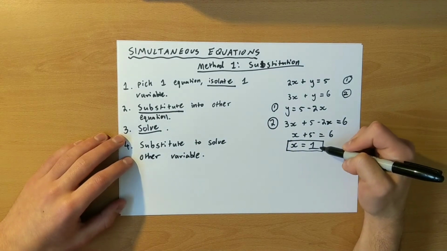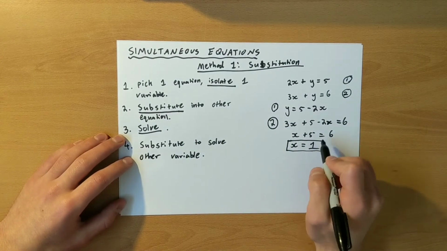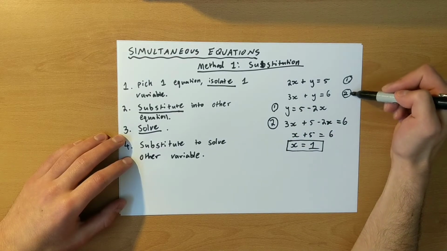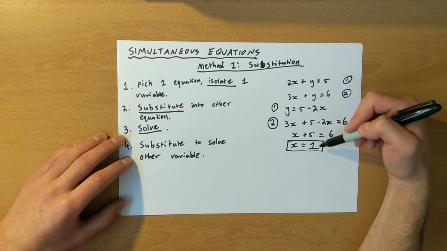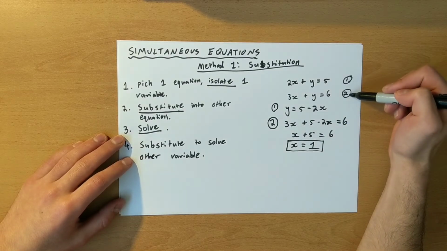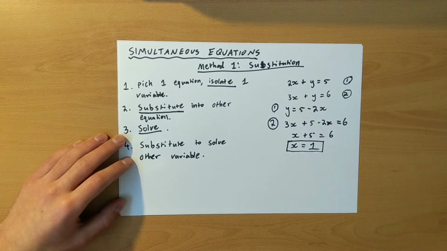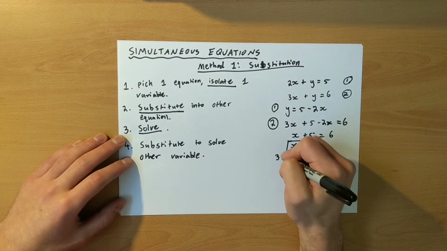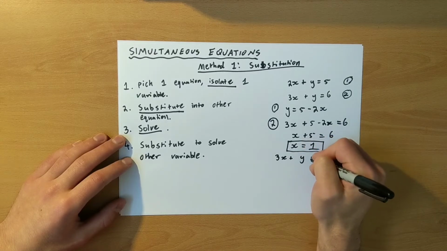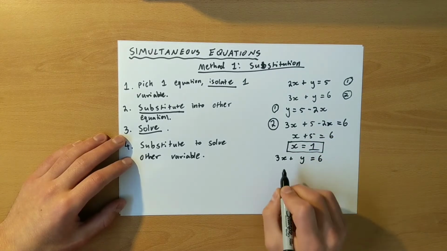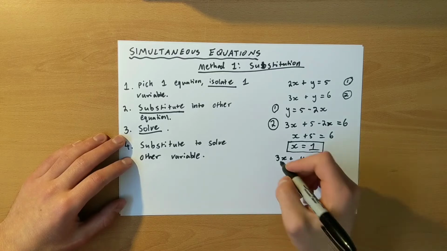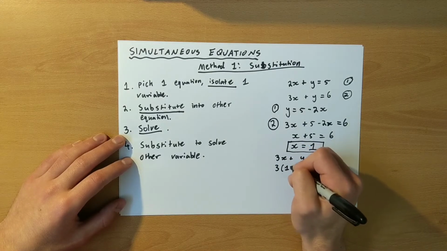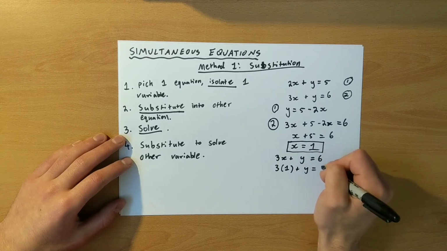So now that I know x equals 1, I can put that value of 1 back into my original equation, and it doesn't really matter which equation I put it into. I could put x equals 1 into equation 1 or into equation 2 and I'll still get the answer. For now I'll just do equation 2. So I have my equation, which is 3x plus y equals 6. Whenever I see an x, I'm going to put a 1 instead. So I get 3 times 1 plus y equals 6.